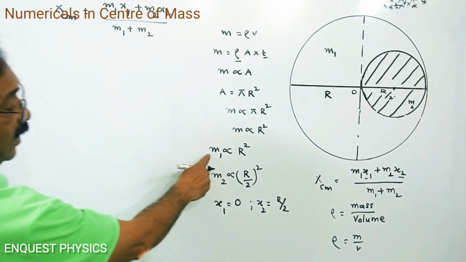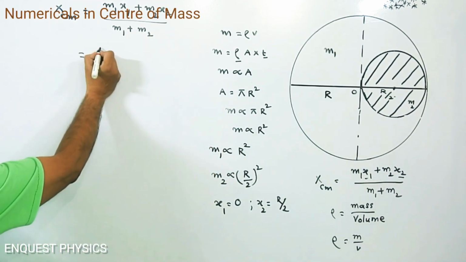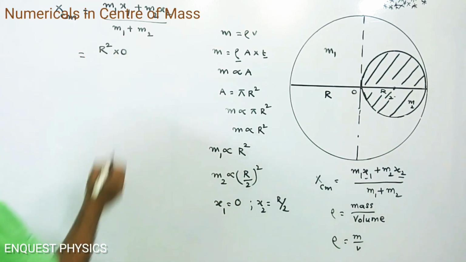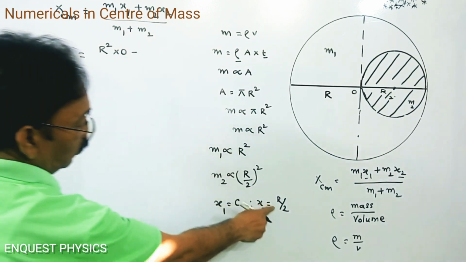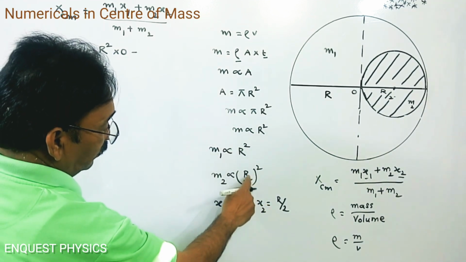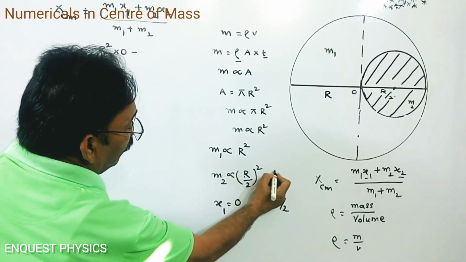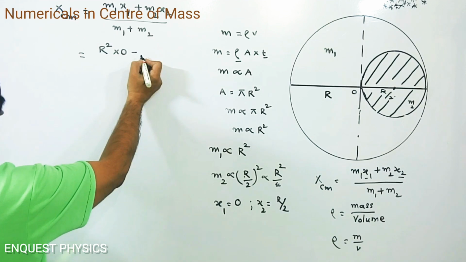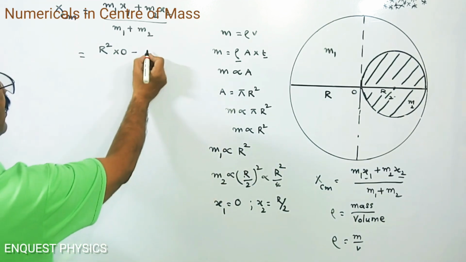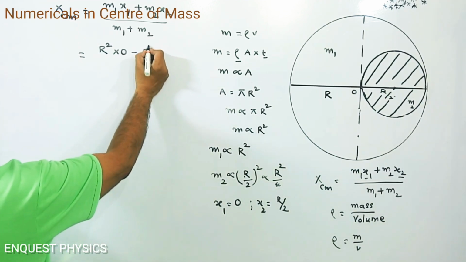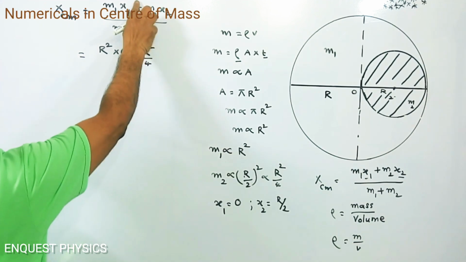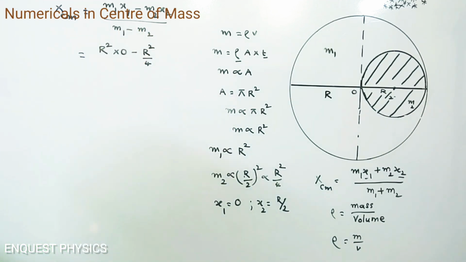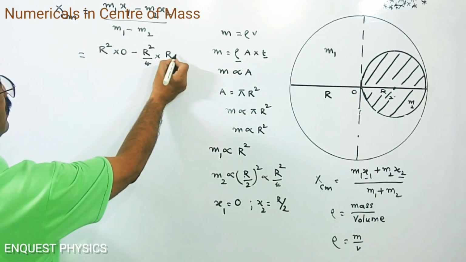In the place of m1 we are substituting r squared, that is r squared into x1, it is 0, okay, plus m2, it is r squared upon 4. It is negative mass, I said. That's why I am writing it is r square by 4. I am considering it as the negative, and obviously it becomes negative, into x2, it is r by 2.